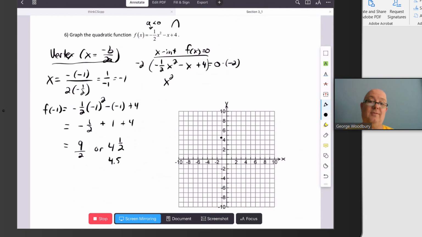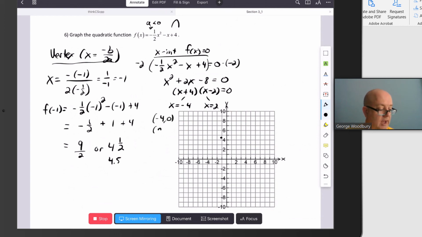Negative 2 times negative x, that's plus 2x. Negative 2 times positive 4, that's negative 8. That side is still 0. Now I can factor this. I know how to factor this one. X plus 4 times x minus 2 equals 0. X equals negative 4, or x equals positive 2. So the intercepts are negative 4, 0, and 2, 0. Negative 4 on the x-axis and positive 2 on the x-axis.